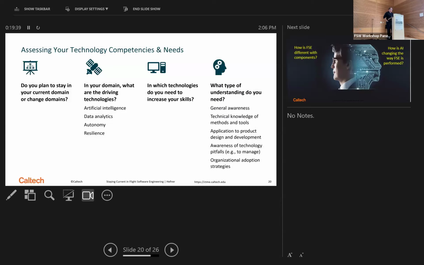Okay, one area we haven't talked about is assessing our technology competencies and needs. So I think this is part of something you also ought to think about, specifically not just the fundamentals of being a flight software engineer, but being a flight software engineer in the next decade or the next 2 decades, for some of you, maybe even longer, right? So I think you want to think about what are the technologies out there.